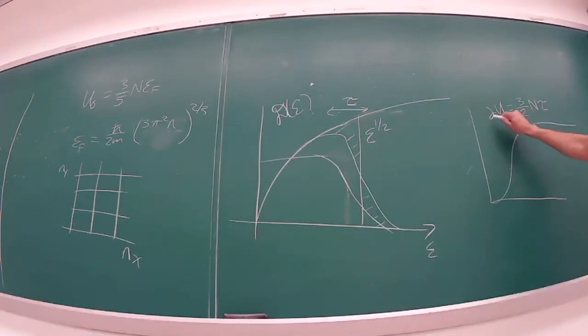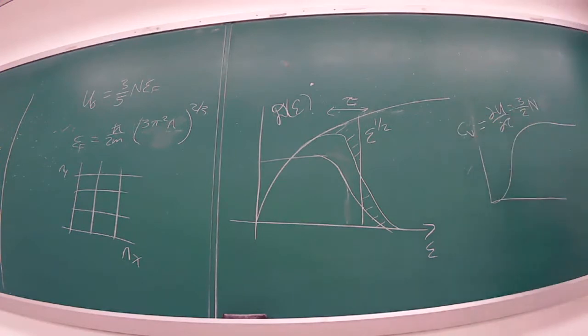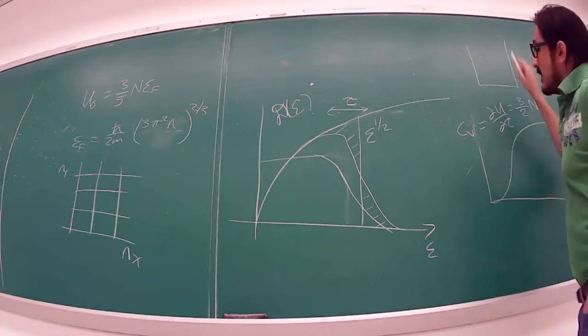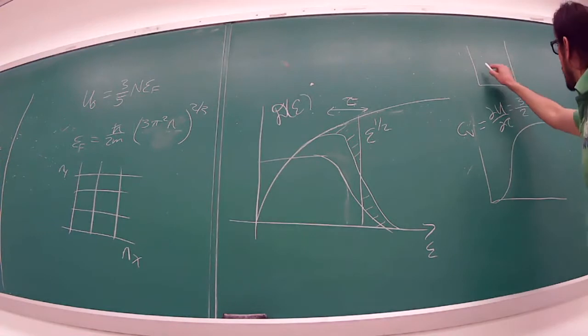There is a heat capacity, three halves of N. I have 1/2 heat capacity per degree of freedom. So in metals, or in a fermion gas, in a Fermi gas.